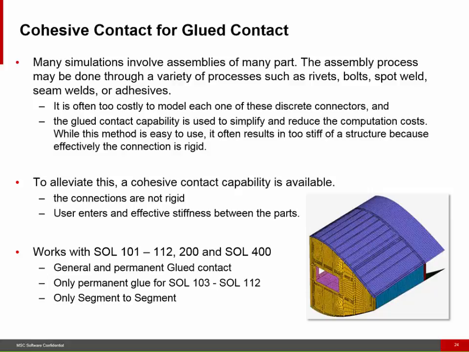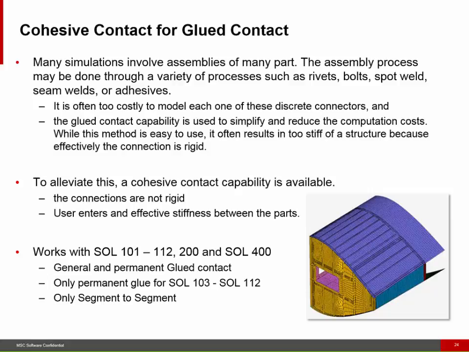So then glued contact is a convenient way to simplify the connection process. However, if you use the standard glued contact, that will most probably result in an overly stiff connection because of the high stiffness of the glued contact compared to the discrete connectors which are there in reality. So the cohesive contact offers a way for the user to control the glued stiffness in both the normal and tangential direction, and in that way you can overcome the too high stiffness coming from the standard glue.